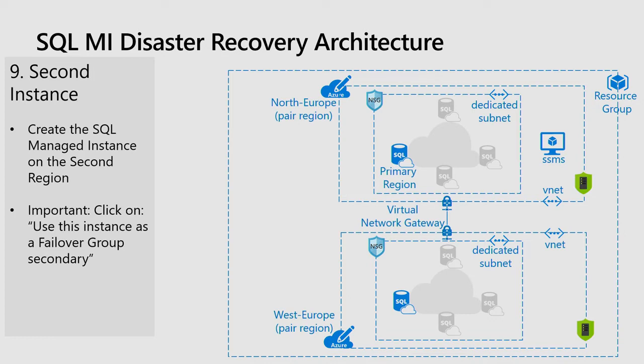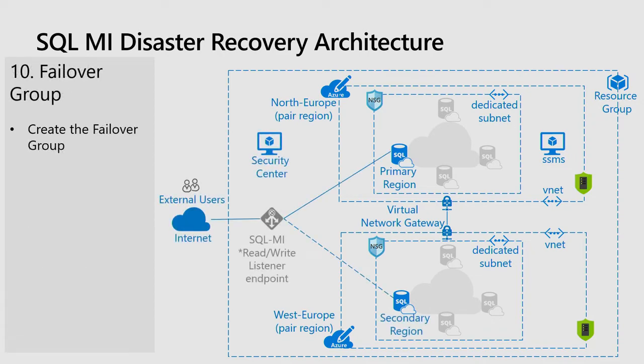Really important here. Click on use this instance as a failover group secondary. I highlight this on the GitHub. I'm going to show you there. Please do it. This is the only way to guarantee that we have the same fully qualified domain name, the DNS, for this environment. Otherwise, you're going to lose a couple of hours here. All right? So if you need to have a takeaway from this presentation, have this one. Please do it. I failed a few times.